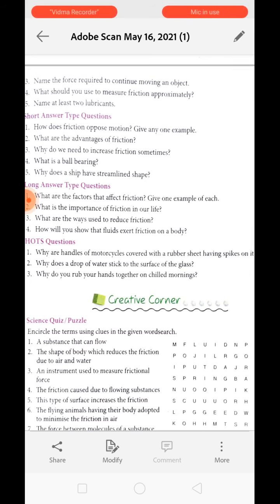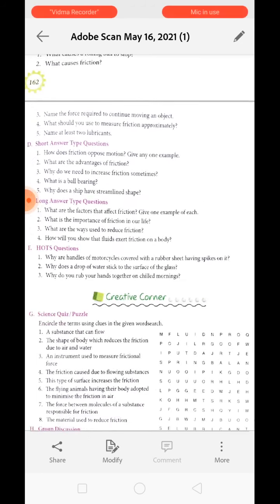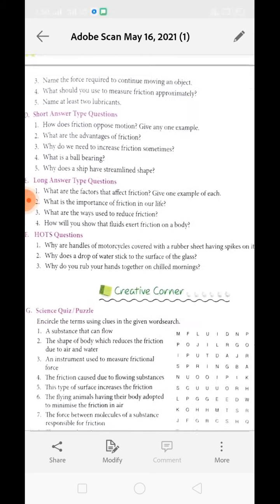Now next is, why do we rub our hands together on a chilly morning? We rub our hands together on a chilly morning because by rubbing we overcome friction again and again between the two palms. And friction causes the muscular energy to change into heat energy, which gives us a little bit of comfort during the cold of the winter season. In this way we can feel comfortable.